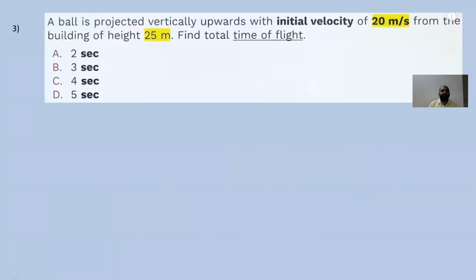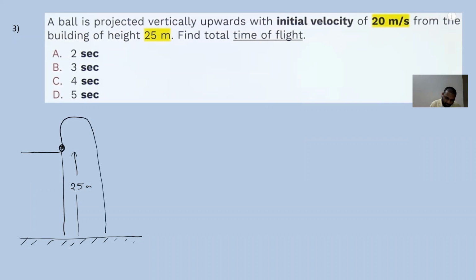Okay, this is the next problem. A ball is projected upwards with an initial velocity of 20 meter per second from the building of height 25 meter. Find the total time of flight. So here in this question, this is a situation. Suppose this is the ground, this tower is 25 meter, and from here a ball is projected and it will fall to the ground. So this is projected with an initial velocity 20 meter per second. Find the total time of flight.